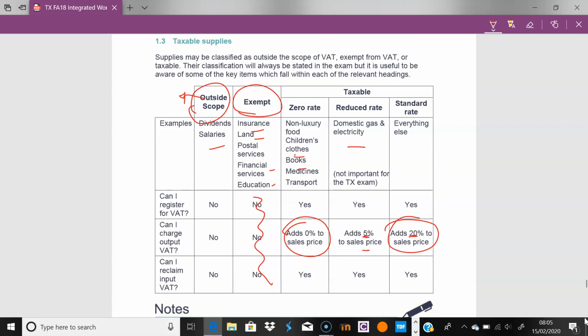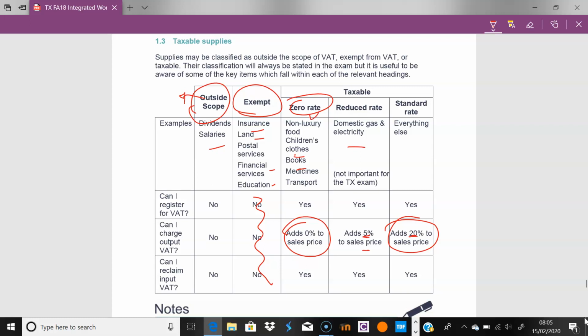There is something, though: if most of your products are typically zero rated, there is a restriction. If the majority of your products are zero rated, there's a restriction on how much VAT you can actually claim, because in effect you're claiming all this VAT and you're not giving anything to the government.